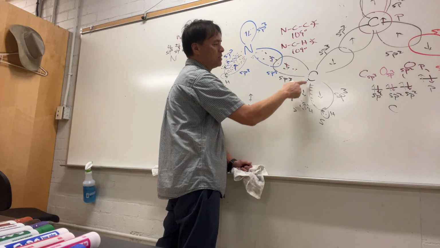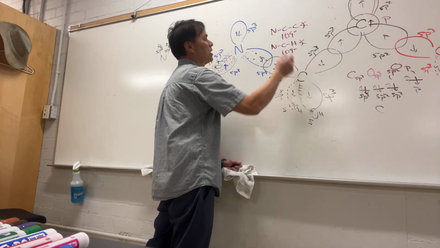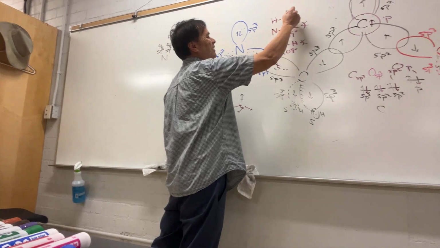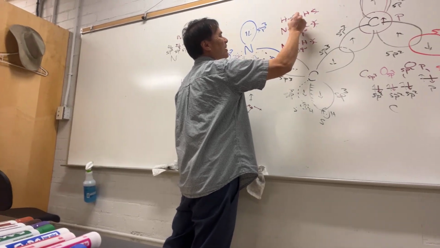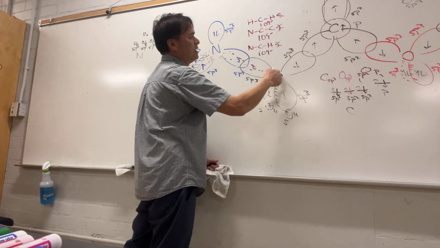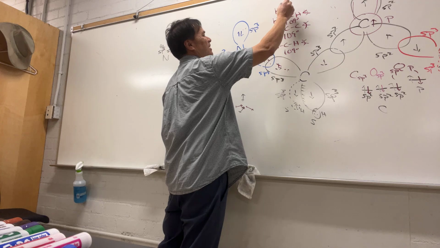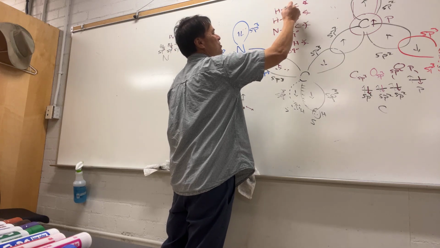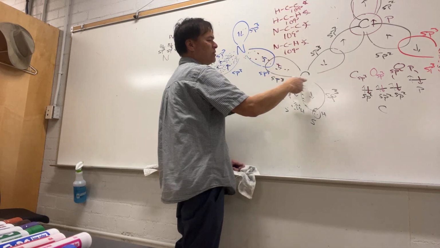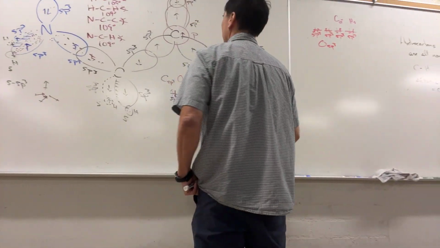And then we have the HCH angle. The HCH angle, it's right up here, will be 109. And then we have the HCC angle. HCC angle will also be 109. So all the angles here are 109. We don't expect much in the way of distortions here.